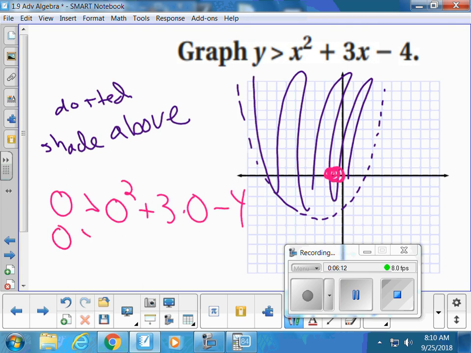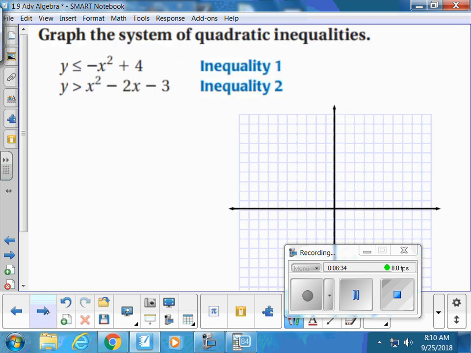So is 0 greater than, all that stuff would calculate out to -4. So is 0 greater than -4? Yeah. And that means 0 should be living in the solution region. So we did this one correctly. Does that make sense? 0 is bigger than -4? Okay. Alright, let's graph 2 at one time.